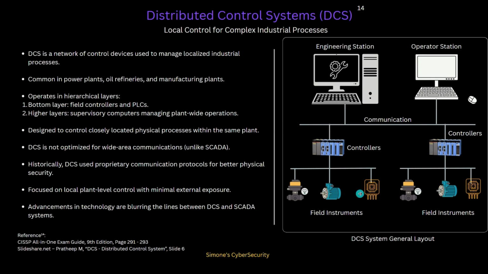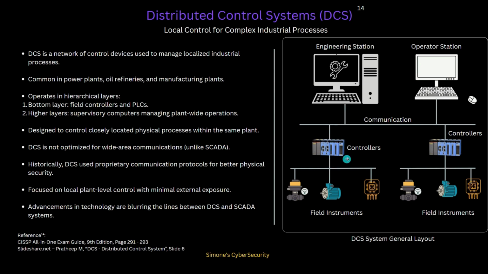From this general system layout, think of DCS as a hierarchical system. At the bottom layer, you have field controllers and PLCs handling direct control of equipment and instruments. Above them, in higher layers, you have supervisory computers and operator workstations that can be used to oversee and coordinate operations across the plant. This layered approach allows the plant to run multiple production lines in a concerted and efficient way. And as I said earlier, DCS is designed to control closely located physical processes within the same plant.